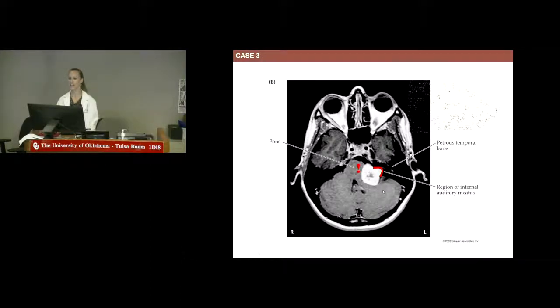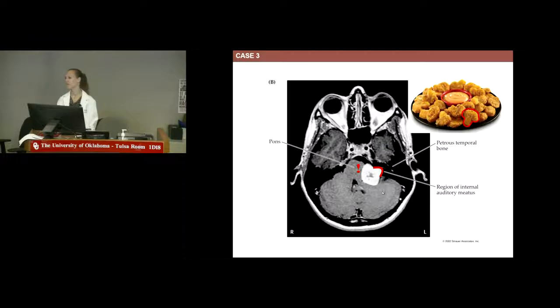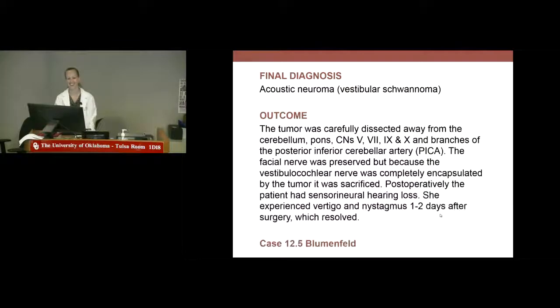And again, is anybody hungry for some fried mushrooms? Because doesn't that look like a little fried mushroom? Lunch, anyone? I'm starving.